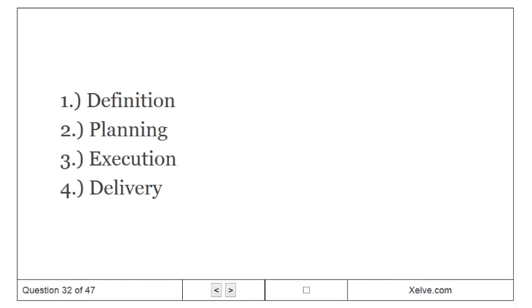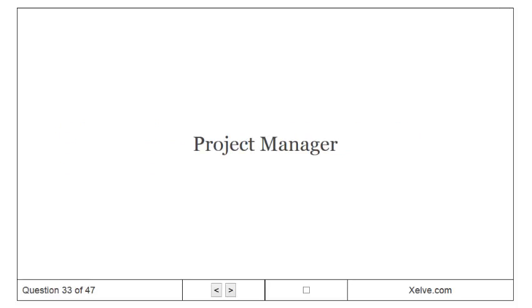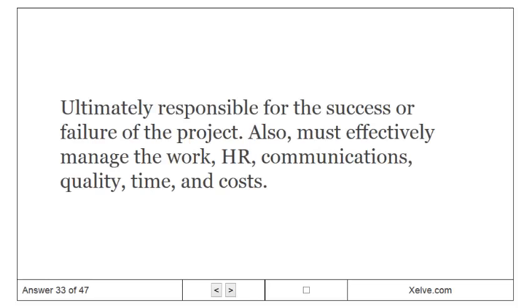1. Definition. 2. Planning. 3. Execution. 4. Delivery. What are the 4 steps of the project life cycle? Project manager. Ultimately responsible for the success or failure of the project, also must effectively manage the work, HR, communications, quality, time, and costs.